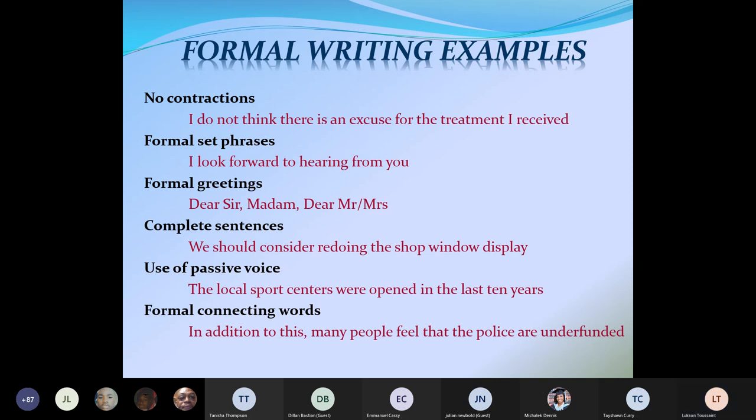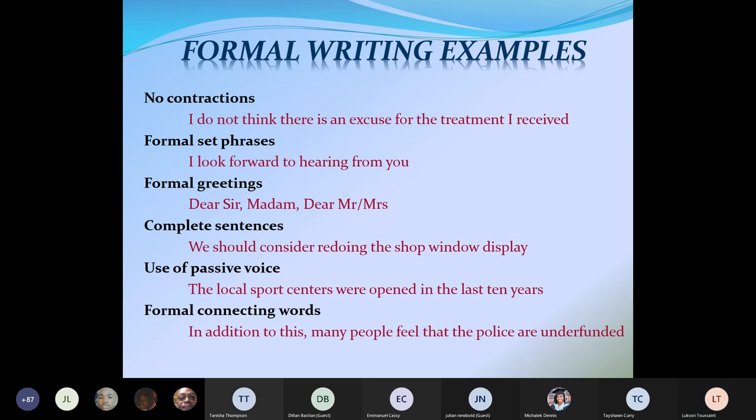So remember, no contractions. And what do I mean by contractions? Anybody know what I mean by that? What are contractions? Yes, to make a word shorter, like don't. Very good example. All right, very good, Jamia.